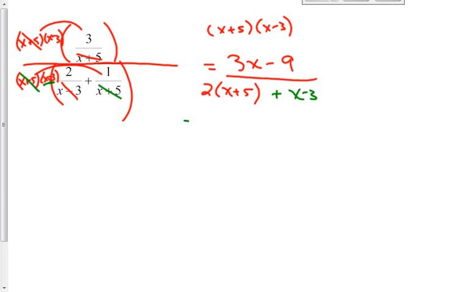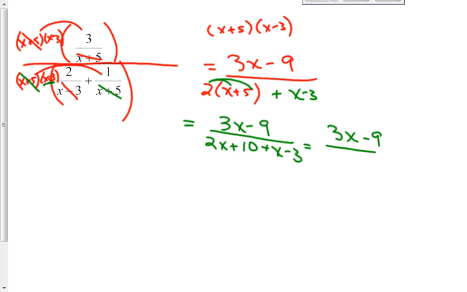All right, let's clean this up just a little bit. We had 3x minus 9 on the top. Distribution here, 2x plus 10 plus x minus 3. 3x minus 9 over, like terms, 2x plus 1x. There's 3x. And 10 minus 3, 7. 3x minus 9 over 3x plus 7.